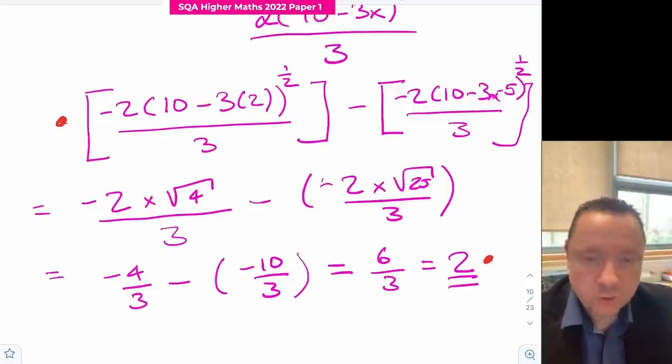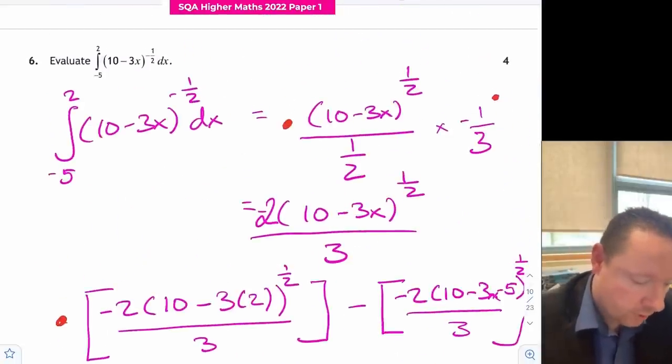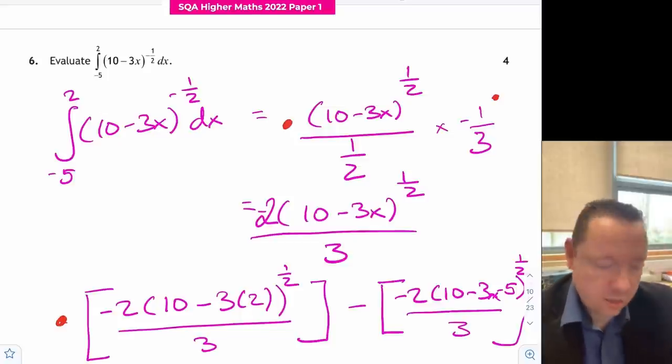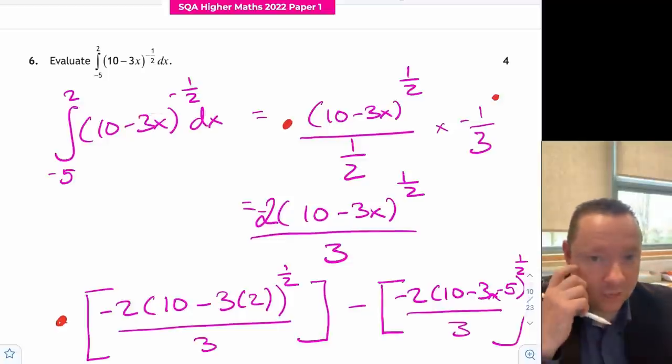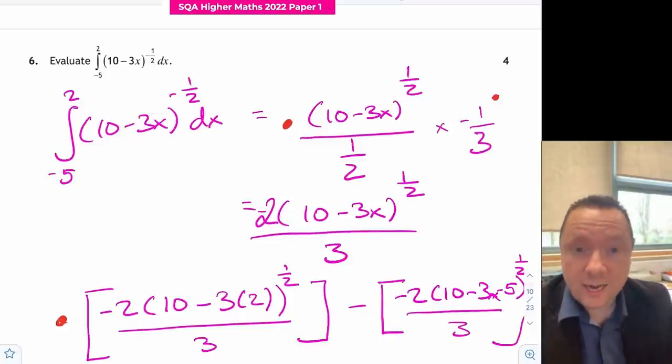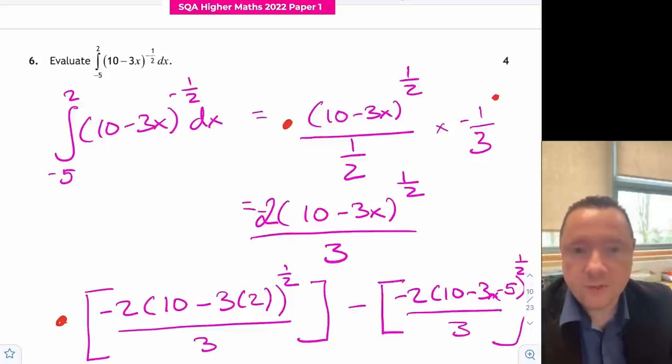Okay, let's go through some key points of where you could go wrong in this question. If you differentiated and didn't integrate, unfortunately, you get no marks at all, even if you're substituting numbers in. There's no way to get any marks for that. If you start to integrate individual terms, if we go back to the actual question, if you're trying to integrate, say, the 10 to get like 10x, and then the minus 3x to get something like minus 3 over 2x, you're just doing it inside the bracket, or you're trying to expand the bracket, you can't get any more marks after that as well, because it's just invalid.